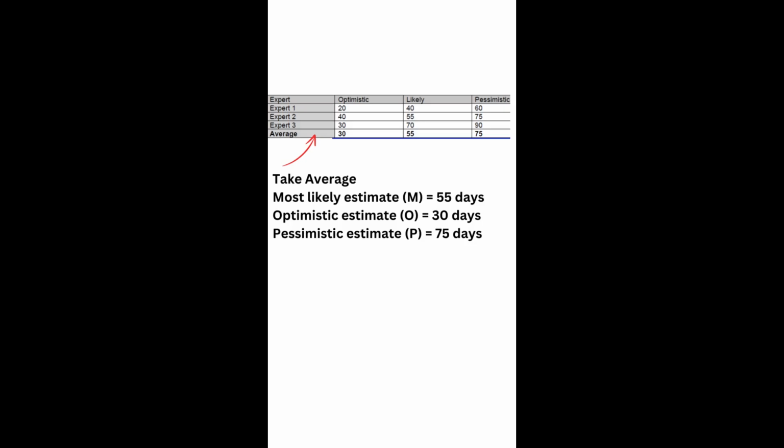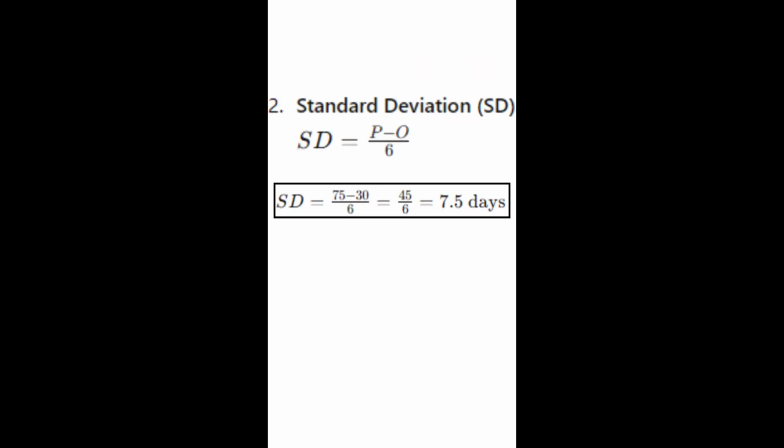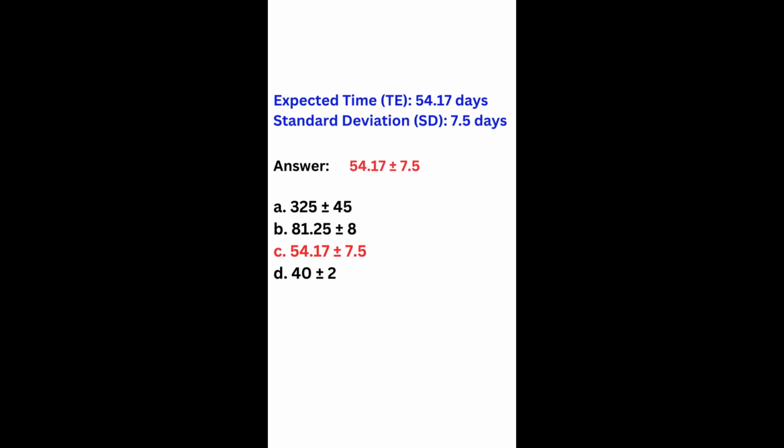From the table, take the average: m equals 55, o equals 30, p equals 75. Now, let us use the PERT formulas to calculate the expected time and standard deviation. Plug in the values of m, o and p. The expected time value is found as 54.17 days. As well, the standard deviation value is calculated as 7.5 days. So the answer is 54.17 plus or minus 7.5.